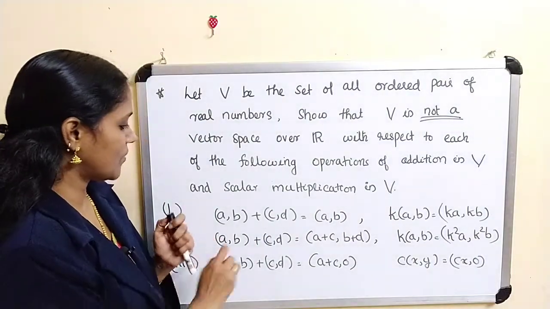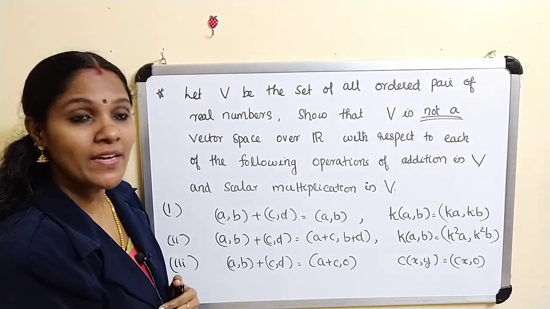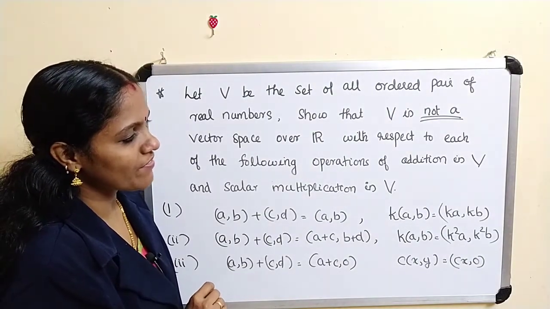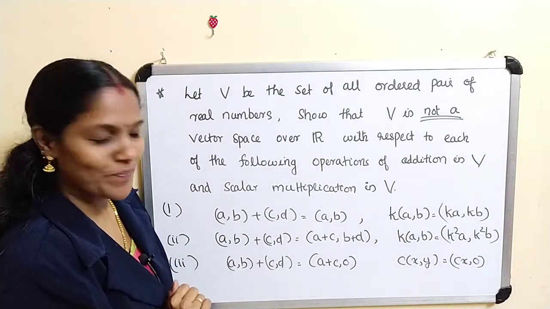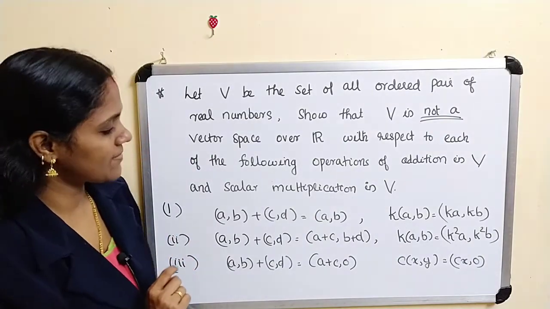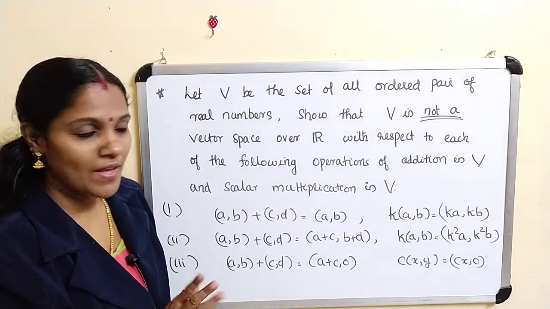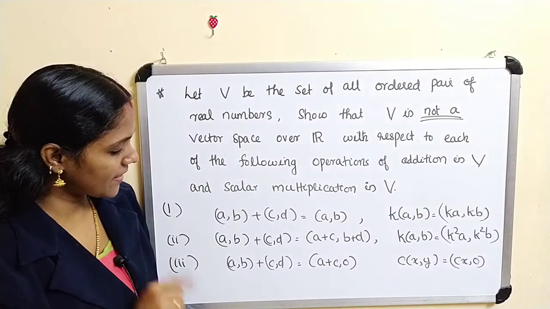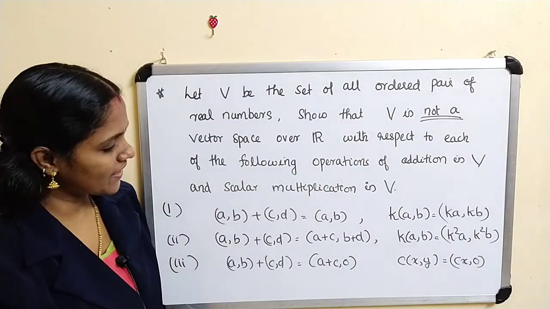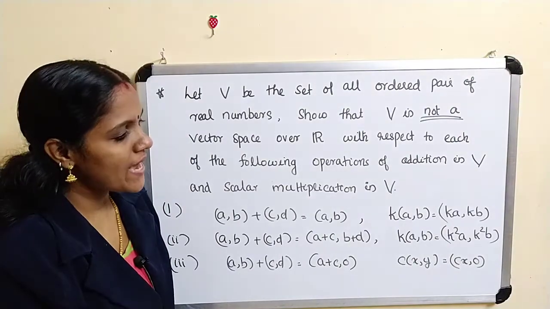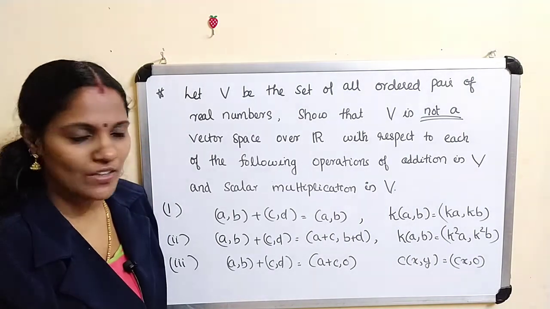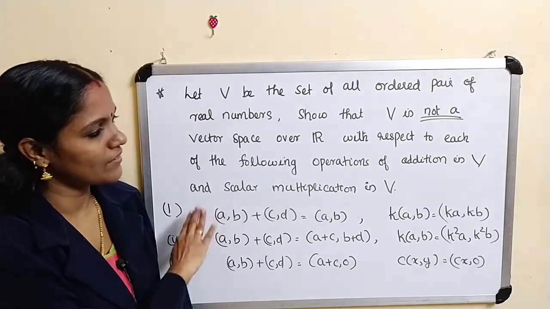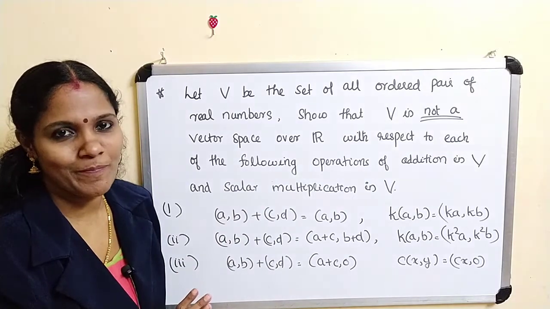Now the first problem: addition is defined like this: (a,b) plus (c,d) equal to (a,b). And scalar multiplication is defined as k(a,b) equal to (ka, kb). And in the next, (a,b) plus (c,d) equal to (a plus c, b plus d), but k(a,b) equal to (k square a, k square b). And the last one, (a,b) plus (c,d) equal to (a plus c, 0), and c(x,y) equal to (cx, 0). So we have to prove that under these operations V is not a vector space.